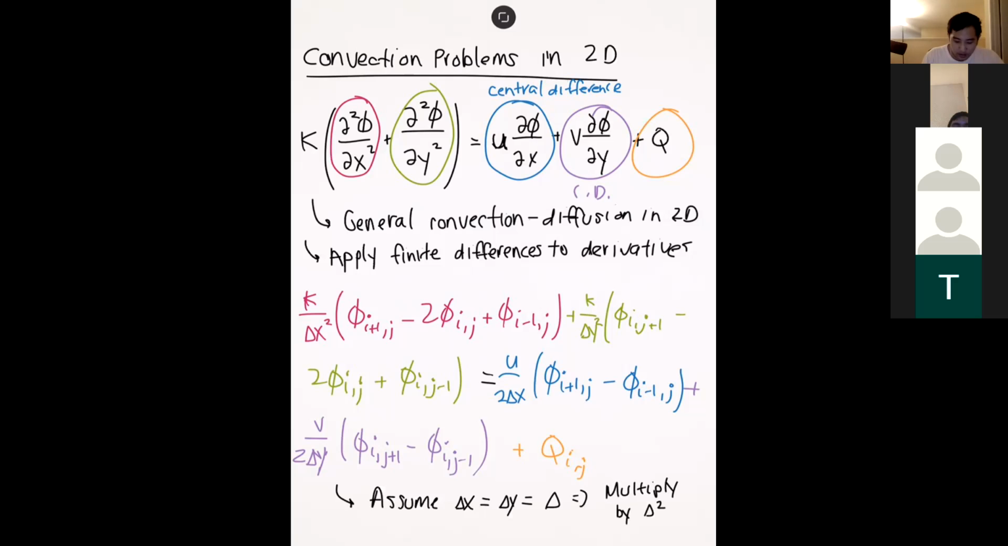And so let's go ahead and do that. We multiply by delta squared, then our diffusion term just becomes k. And then I'm going to combine the two diffusion terms right here. So we have phi i plus 1 comma j plus phi i minus 1 comma j plus phi i j plus 1 plus phi i j minus 1 minus 4 phi i comma j. And so hopefully that looks familiar, because that's our diffusion term that we were working with. This is problem 3 on the last homework.